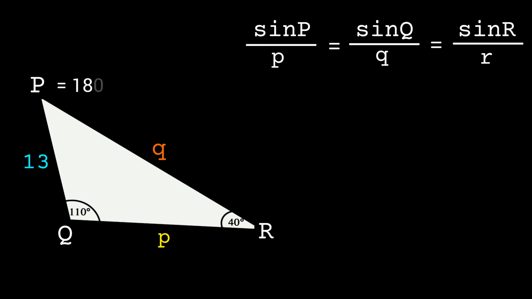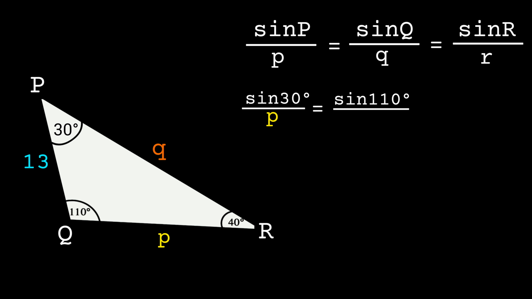Therefore, 180 degrees minus 40 degrees minus 110 degrees equals 30 degrees. So the size of angle P is 30 degrees. We don't have side p, so we're just going to write p as it is. Angle Q is 110 degrees. We also don't have side q, so we're just going to write q. Angle R is 40 degrees and side r is 13 units.